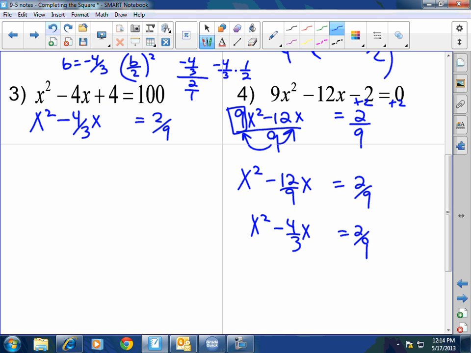So when I have a fraction as my B, you want the easy way? Just multiply it by 1/2. Negative 4 thirds times 1/2, I can reduce. So it's going to be negative 2 thirds. So I'm going to add negative 2 thirds squared to both sides.